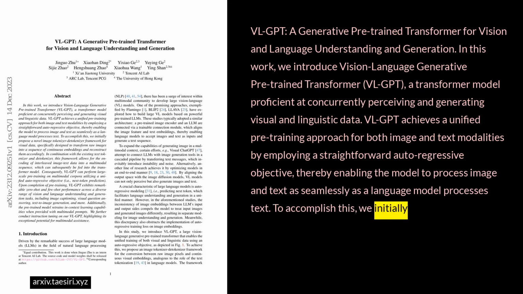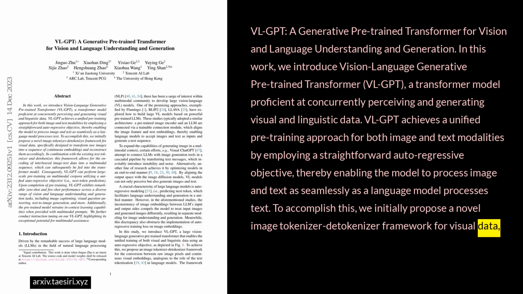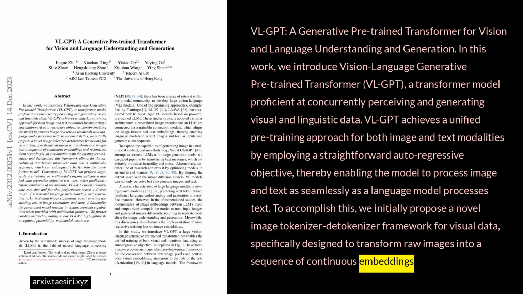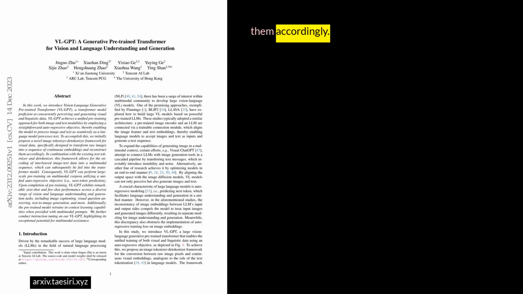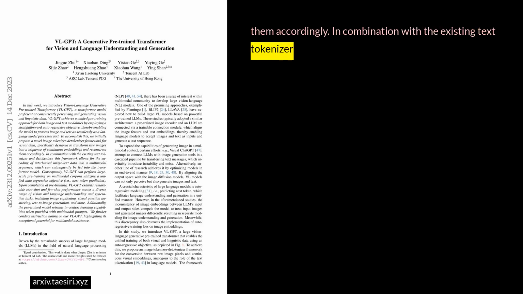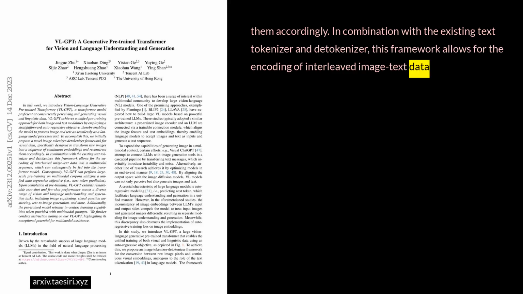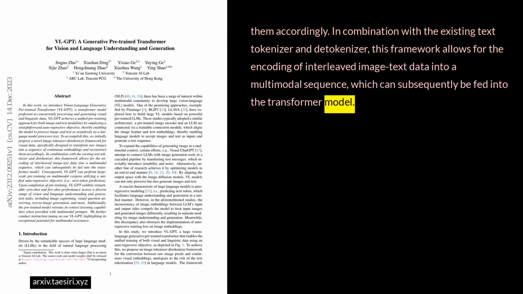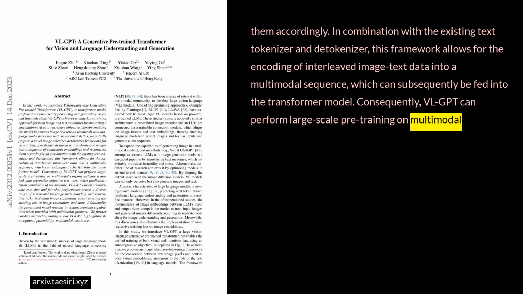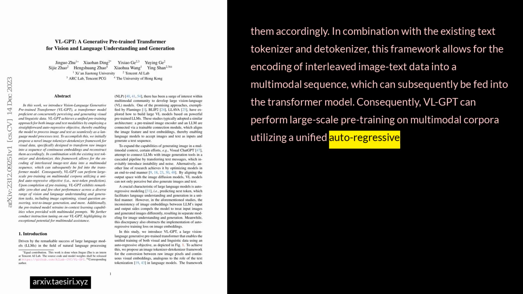To accomplish this, we initially propose a novel image tokenizer-detokenizer framework for visual data, specifically designed to transform raw images into a sequence of continuous embeddings and reconstruct them accordingly. In combination with the existing text tokenizer and detokenizer, this framework allows for the encoding of interleaved image-text data into a multimodal sequence, which can subsequently be fed into the transformer model. Consequently, VL-GPT can perform large-scale pre-training on multimodal corpora utilizing a unified autoregressive objective, that is, next token prediction.